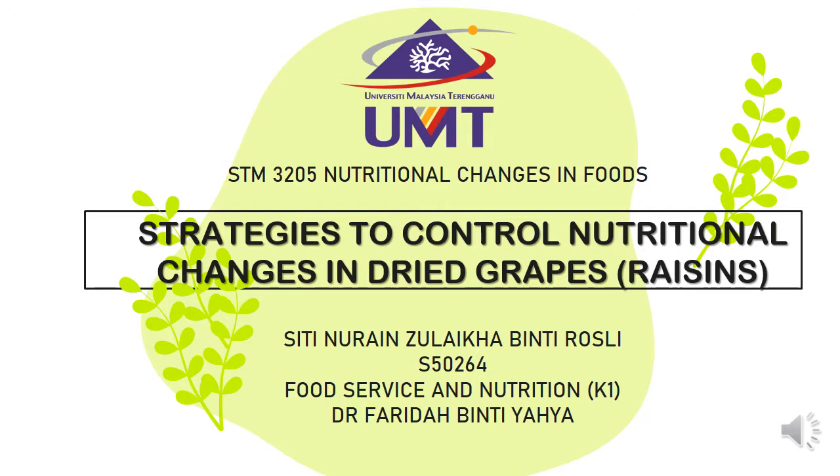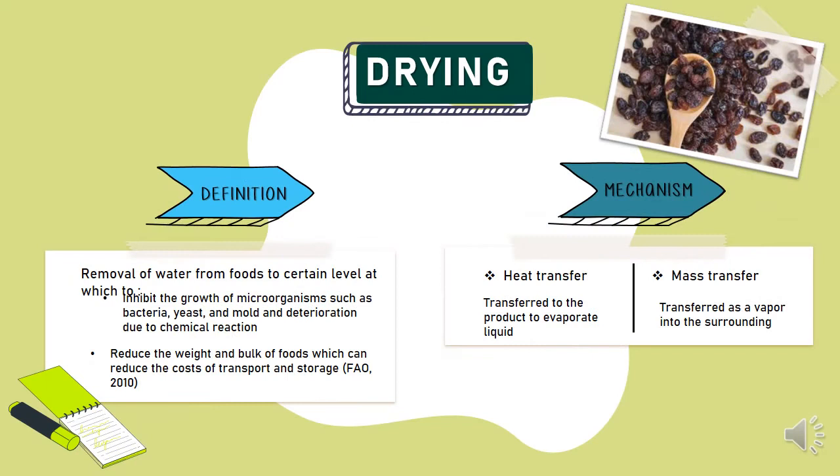Would like to explain about strategies to control nutritional changes in dried grapes which undergo the drying process. It is a process of removal of water from the food to a certain level by using high temperature and also a long period of processing to inhibit growth of microorganisms such as bacteria, yeast, and mold, especially spoilage bacteria and pathogenic bacteria. And it also helps to reduce or inhibit the deterioration due to chemical reactions.